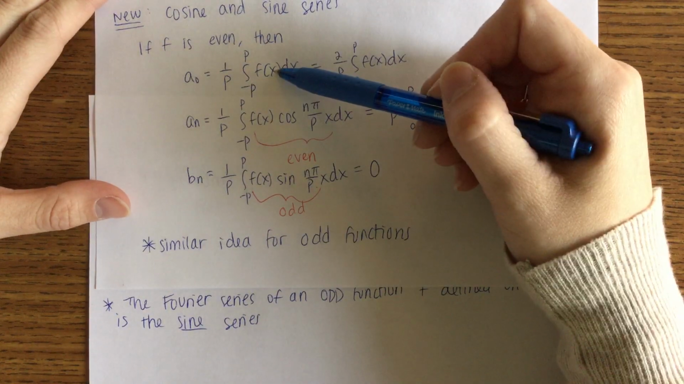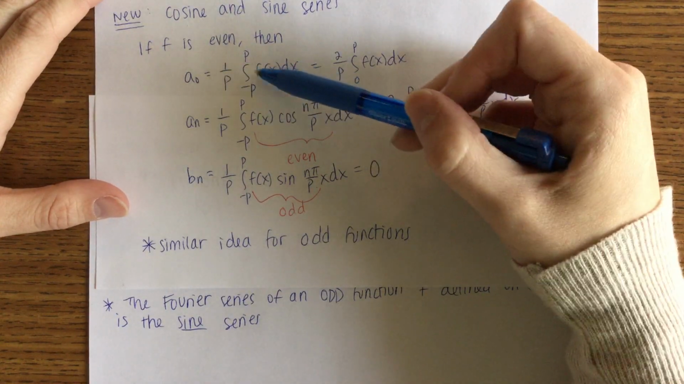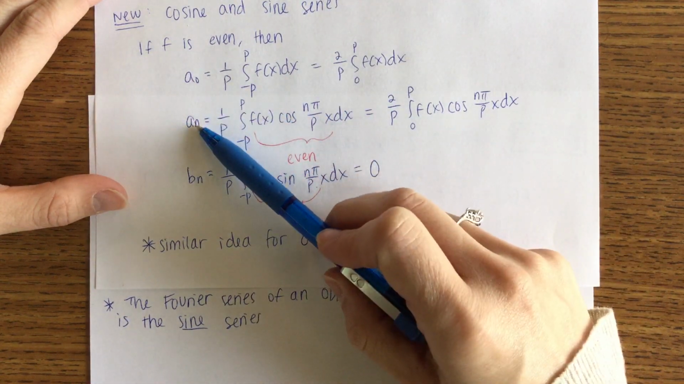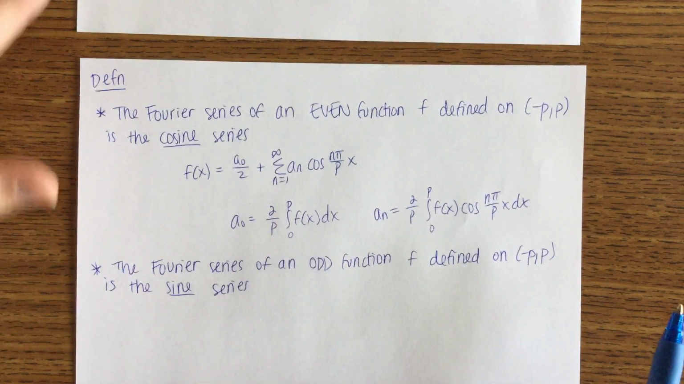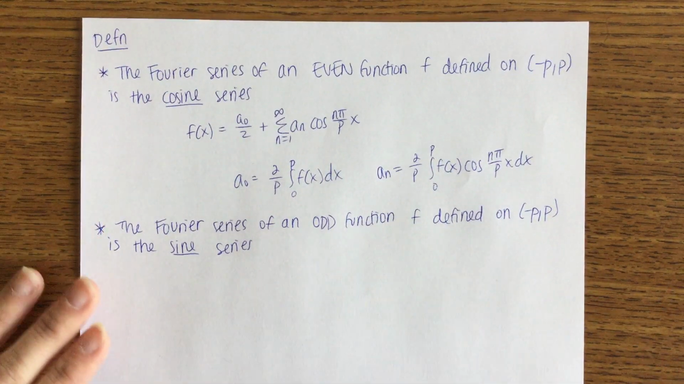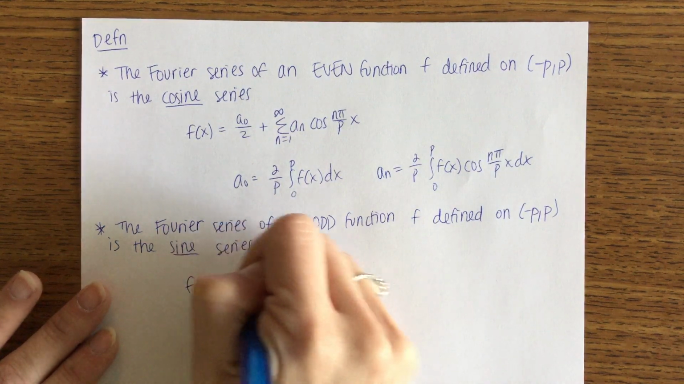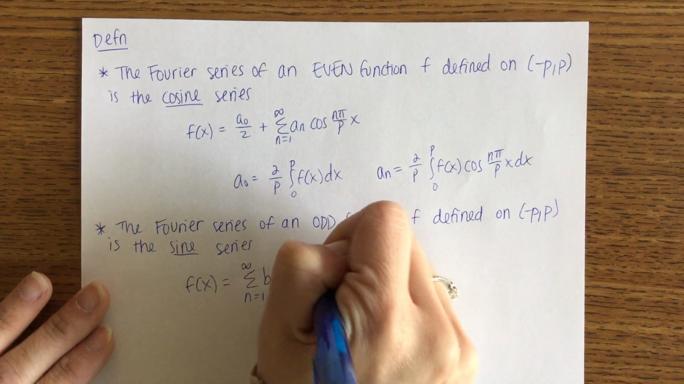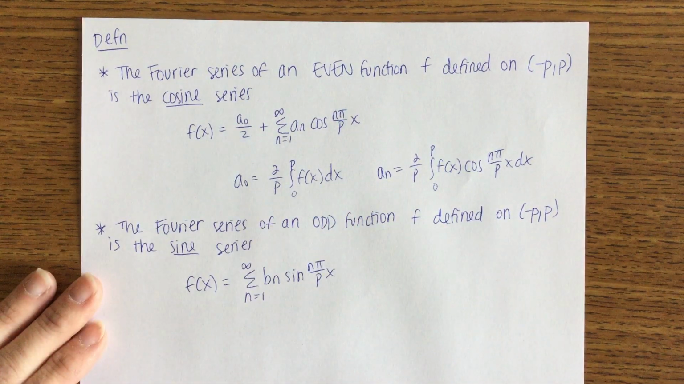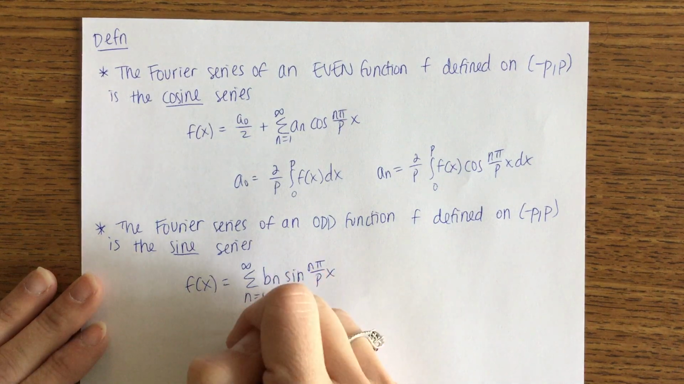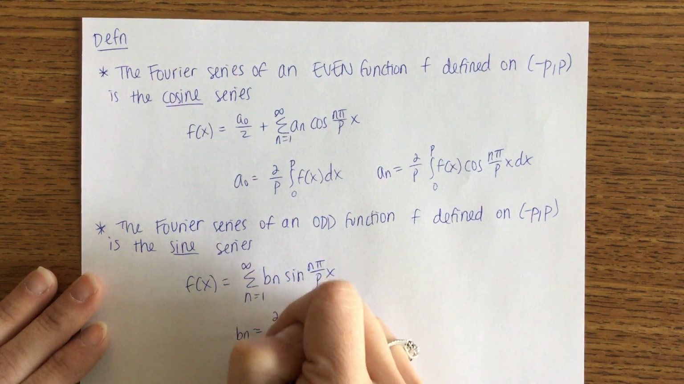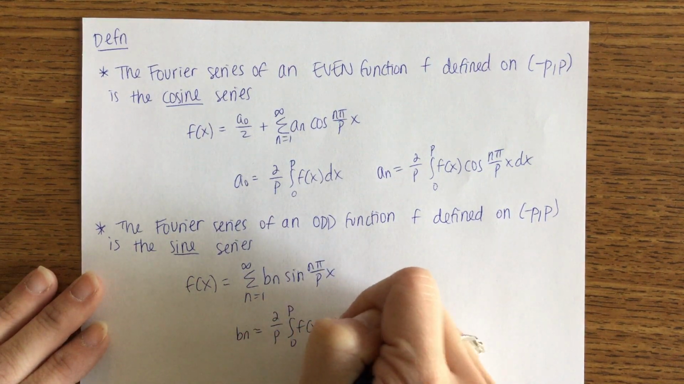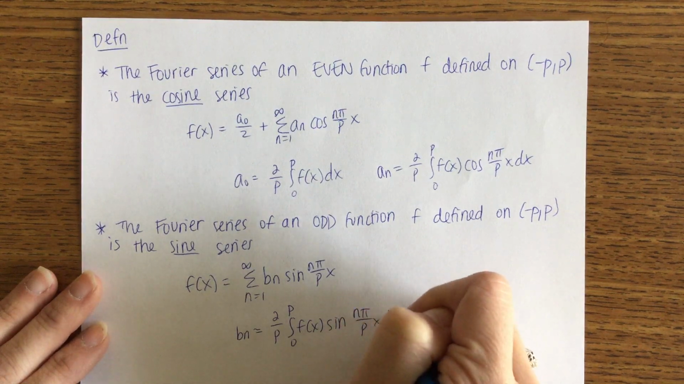If we look up here, if f of x is odd, a of 0 will be 0. If f of x is odd, cosine is even, so a of n then will be 0. So the sine series is really nice because all you end up with is b of n. So the sine series will be f of x equals the sum from n equals 1 to infinity of b of n sine of n pi over p x. b of n is 2 over p, the integral 0 to p of f of x sine of n pi over p x dx.